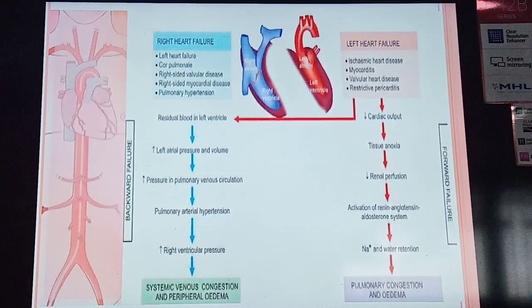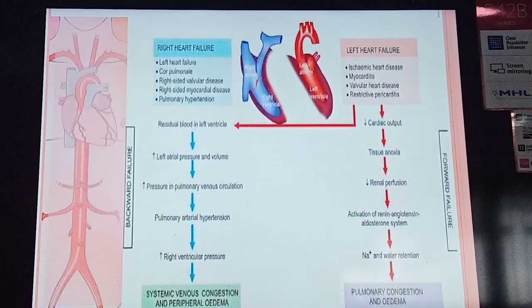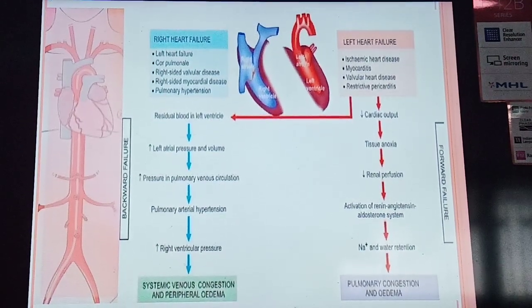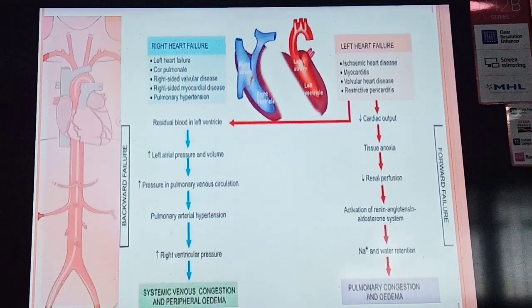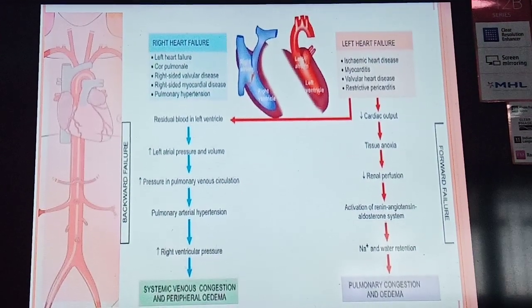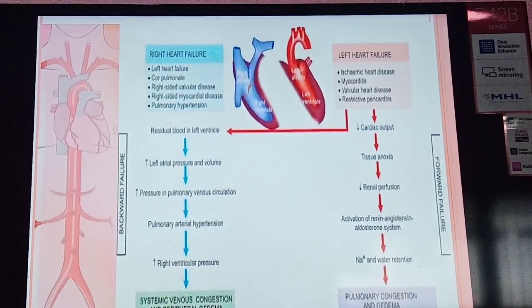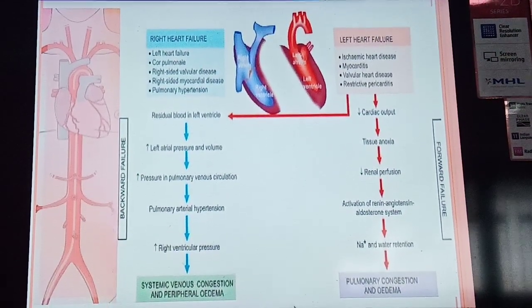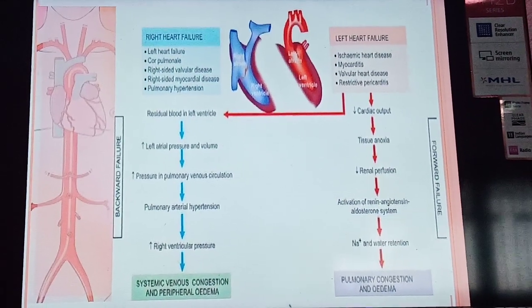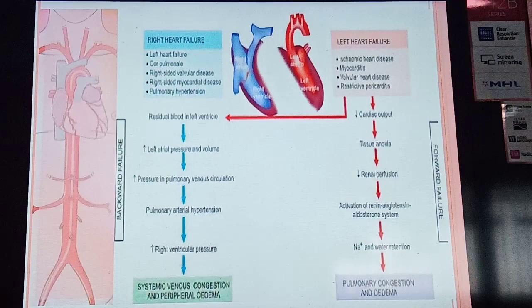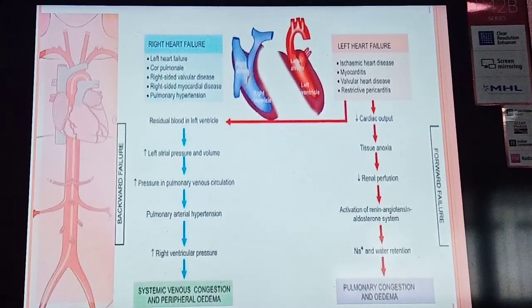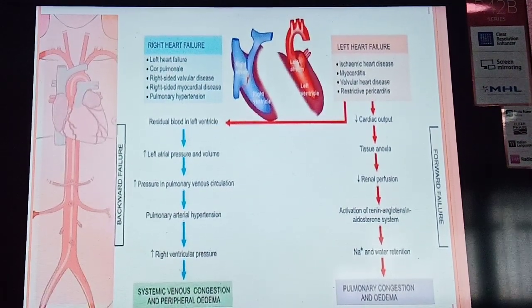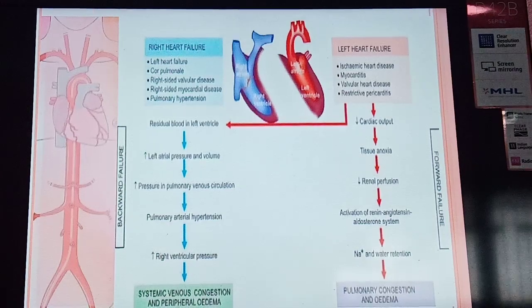Left-sided heart failure may also provoke the development of right heart failure. In left heart failure, there is a decrease in cardiac output, so that may lead to tissue anoxia and decreased renal perfusion, and due to the decreased renal perfusion, there is activation of the renin angiotensin aldosterone system. So there is sodium and water retention, and finally pulmonary congestion and pulmonary edema. So this is the flow chart of how right-sided and left-sided heart failure lead to different pathological changes.